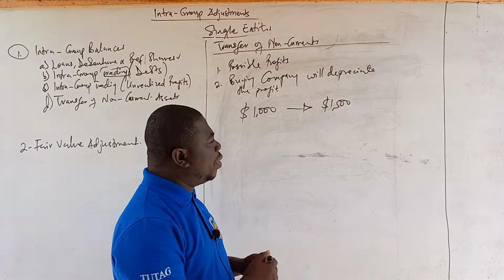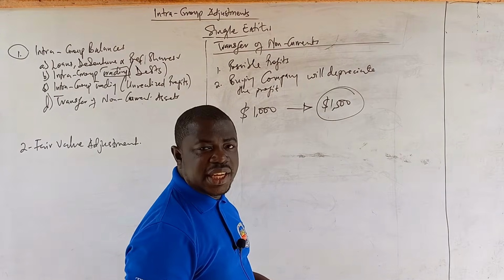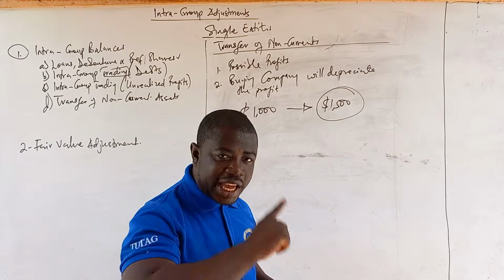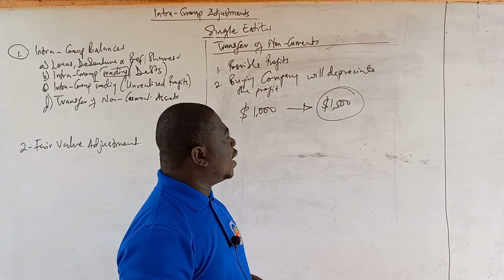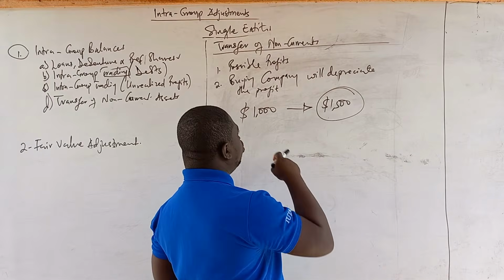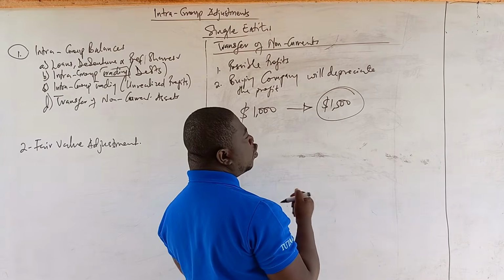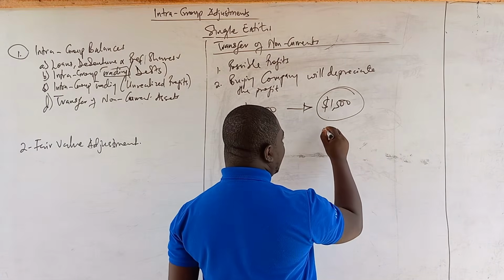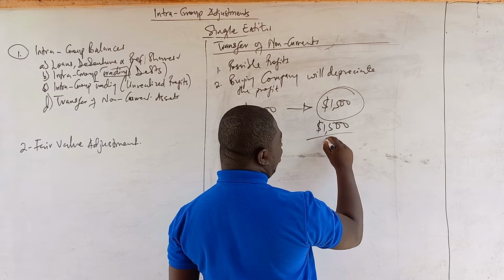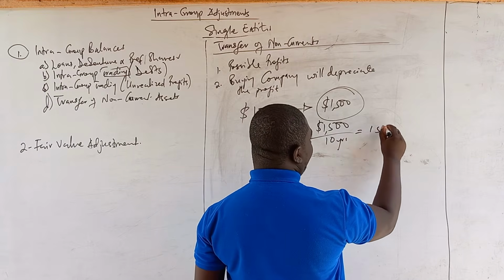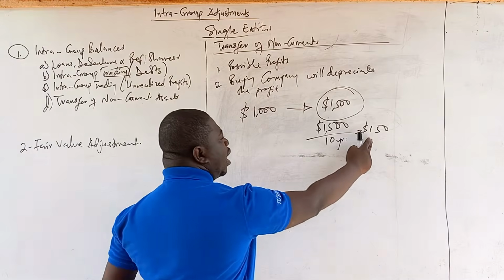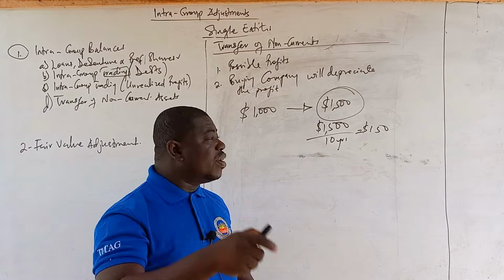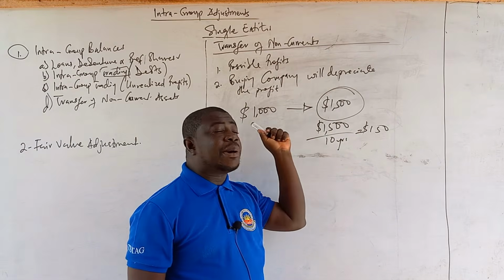But to the buying company, they will see this as the cost of the asset. And so they are going to depreciate the asset, of course. And in depreciation, they are going to depreciate their cost to them. To you, this was the net book value. To them, this is the cost. So if the asset has a useful life of, let's say, 10 years, then every year they are going to have a depreciation charge of 1,500 over 10, which is going to be $150. Now, this $150 is how much they are going to charge every year for depreciation. Meanwhile, this 1,500 includes a profit element too.